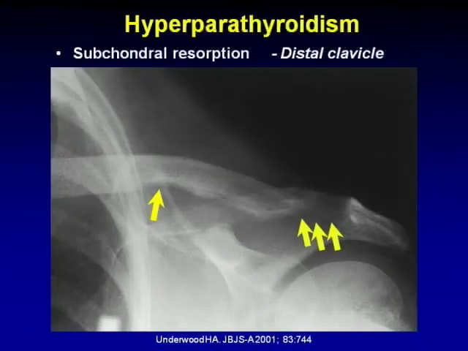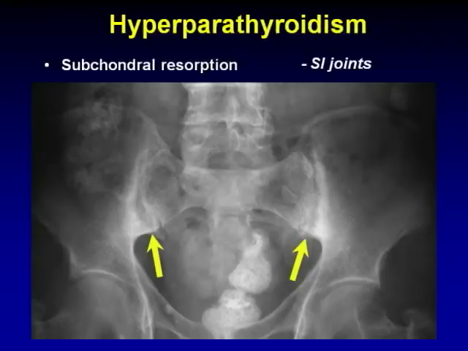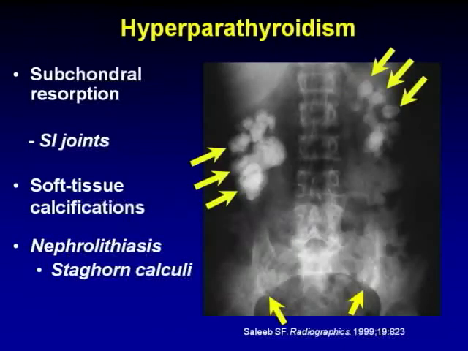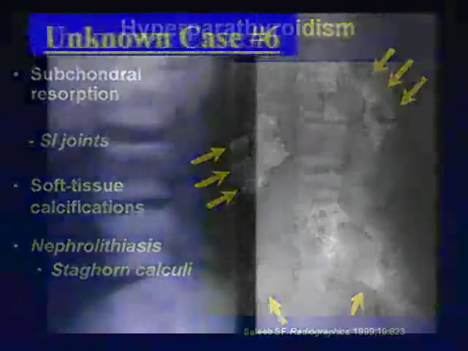Subchondral resorption also may occur here at the distal clavicle in a patient with hyperparathyroidism. Subchondral resorption doesn't just occur at the AC joints, but also may occur at the SI joints. So it's not only sacroiliitis that affects these articulations. In this particular patient, the clue that is very helpful is that there are soft tissue calcifications in the form of nephrolithiasis. These staghorn calculi are present and may help point us in the right direction.